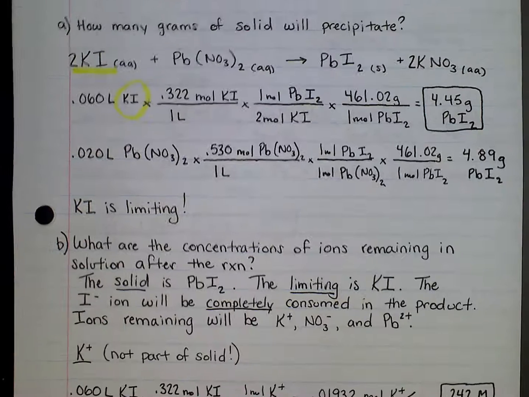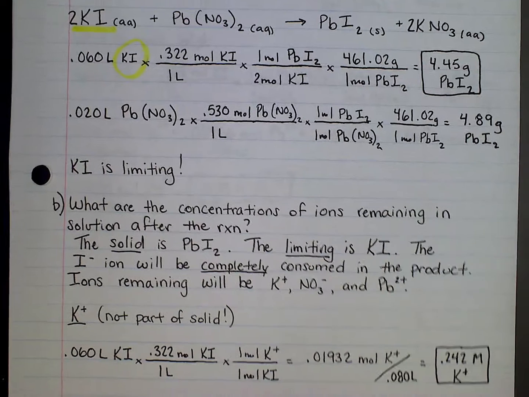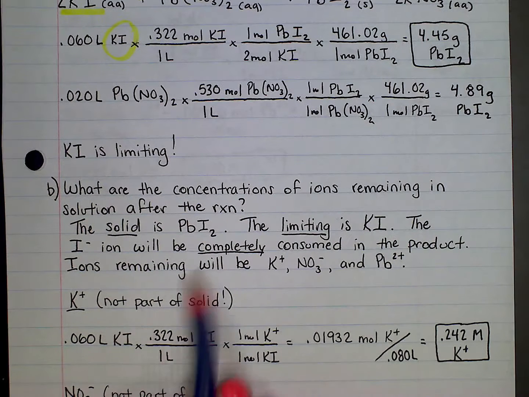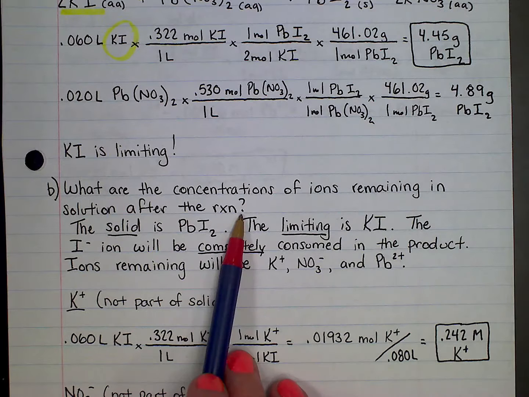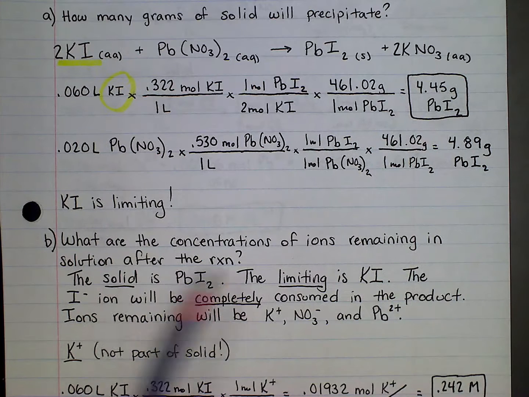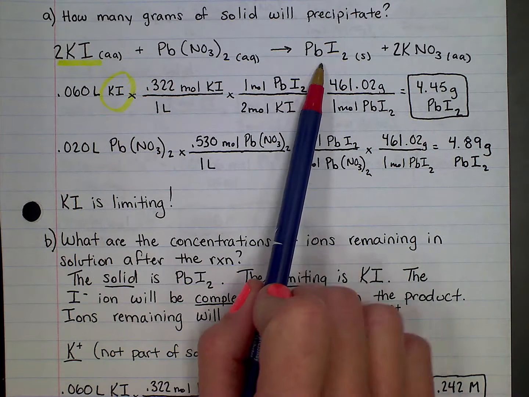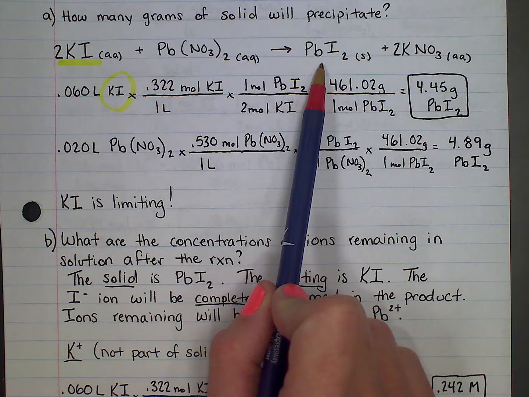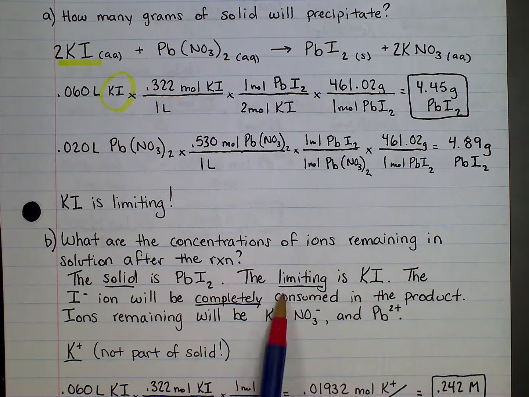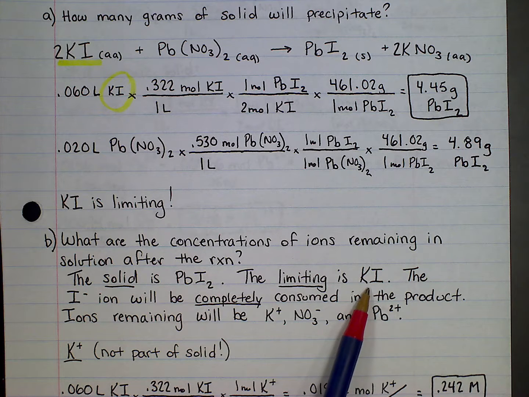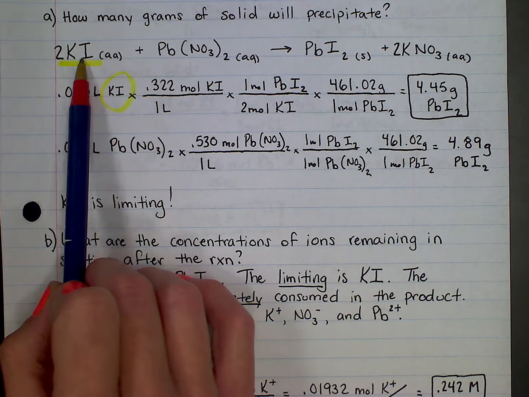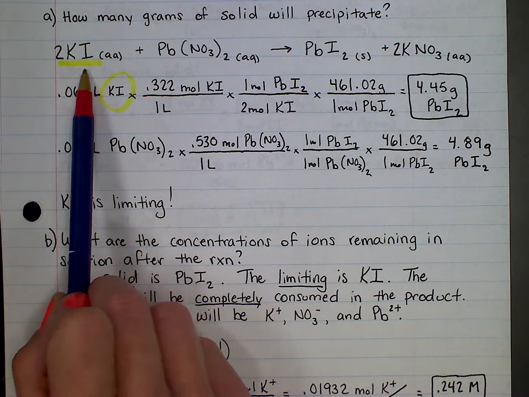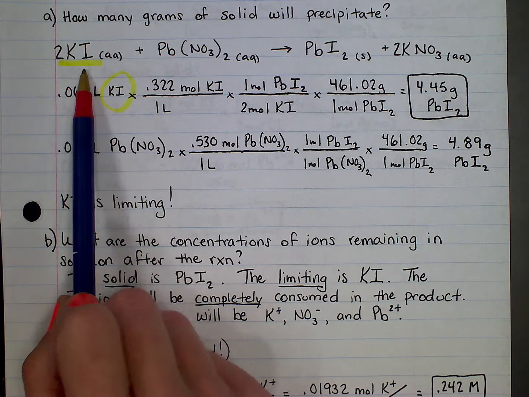So the next part of the question is, what are the concentrations of ions remaining in the solution after the reaction is complete? Okay, so I want to remind you guys a couple things. Okay, the solid is PbI2. All right, we just learned that potassium iodide is the limiting reactant. So by definition, this is going to run out first. The KI is going to run out first. It's going to stop the reaction from happening.